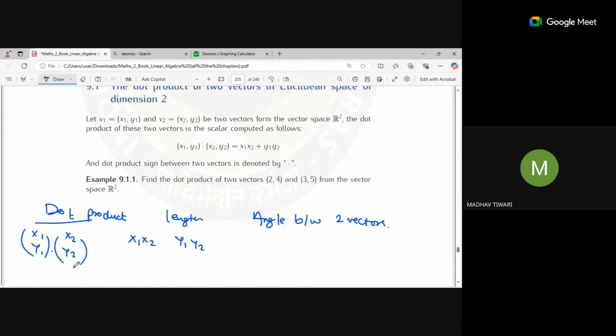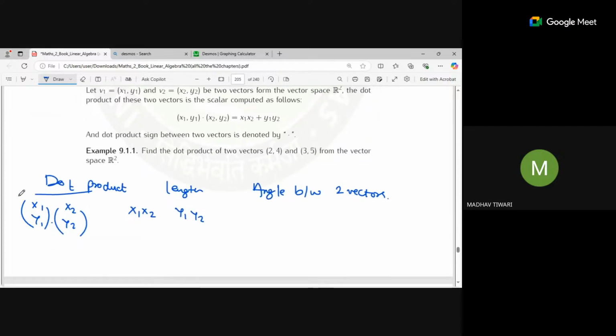And if it has more than this, suppose it is not two-dimensional but an n-dimensional vector, with n components, like x1, y1, z1, w1, u1, and so on. Then x1 with x2, y1 with y2, z1 with z2, and w1 with w2, the corresponding parts you will multiply and then add all of them. This will be your dot product if components are given.